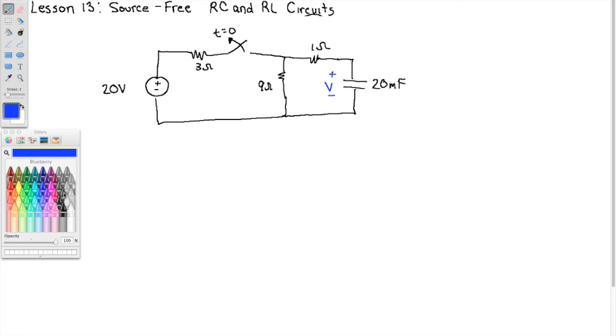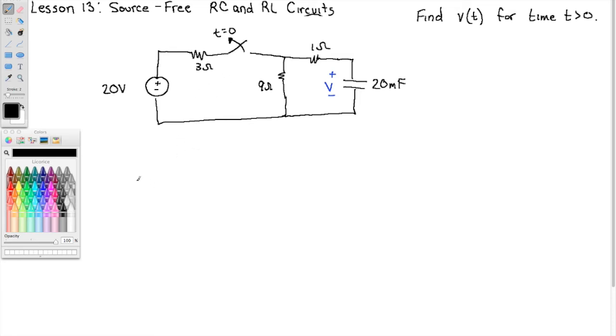Right, and the goal here of this problem is to find V of t, the capacitor voltage, for time t greater than 0. Okay? In other words, after the switch. So the switch is closed initially, and then at t equals 0, we open the switch and let this thing run. Okay?